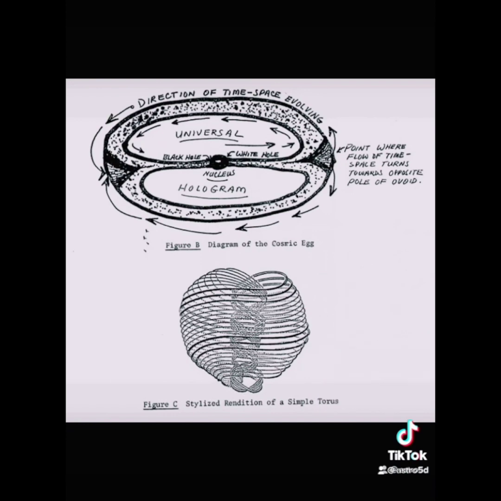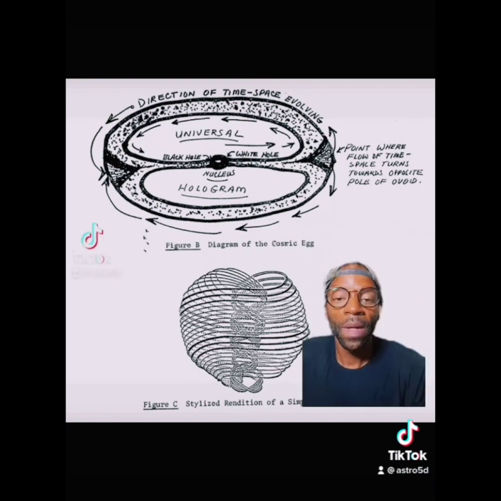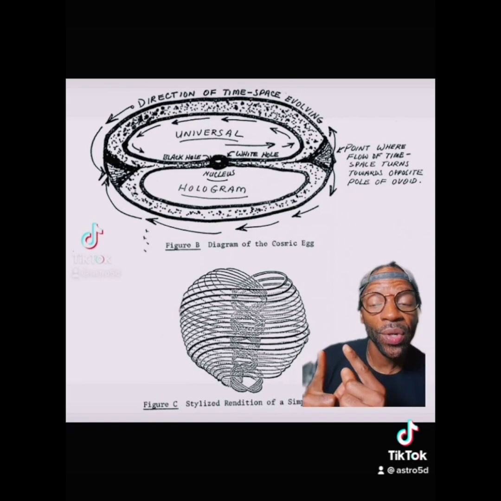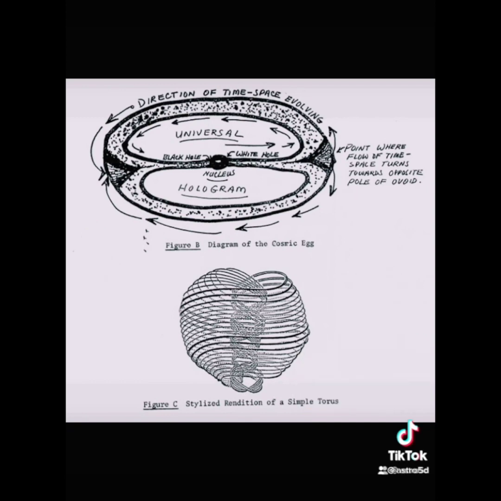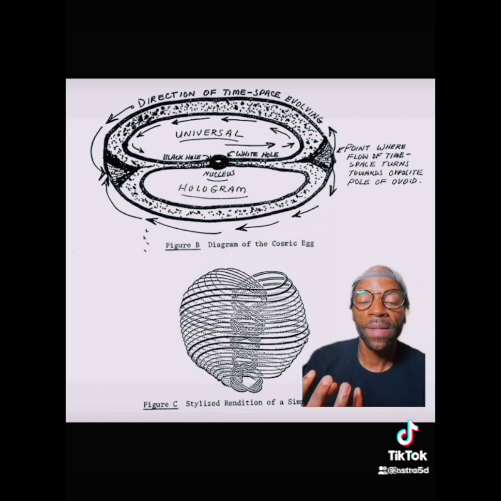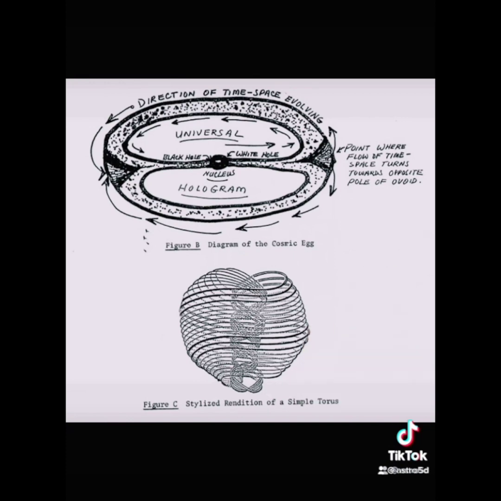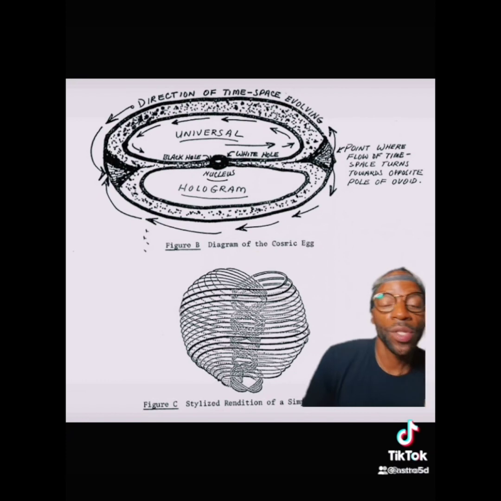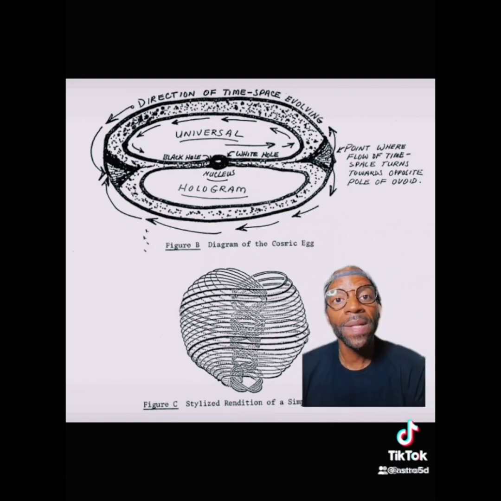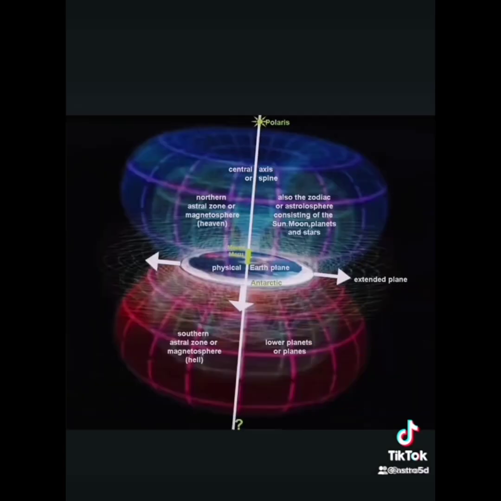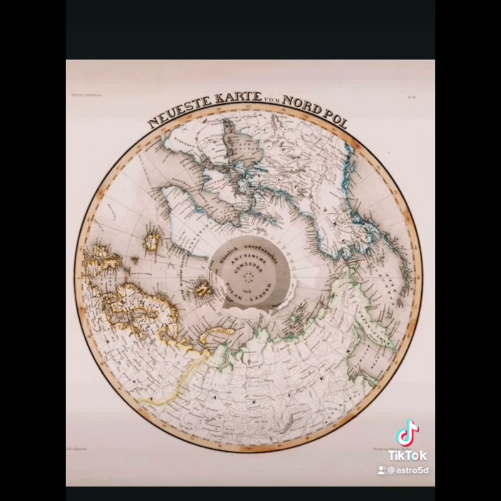Here's a description of the holographic universe. And here you can see that at the center they have a black hole and it says a white hole. It's the nucleus. And above you see it says the direction of time and space. In figure C, you can see the torus field. This torus field is emanating from the center, as depicted here. The order out of chaos comes from the center.